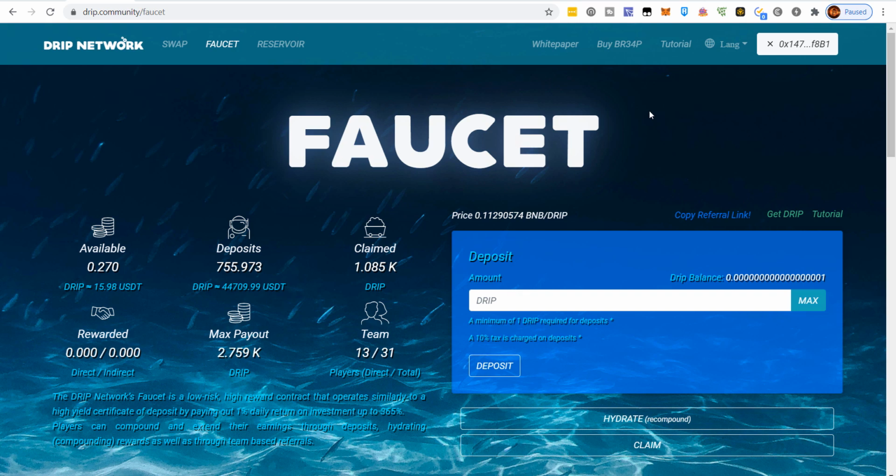Ladies and gentlemen, this is by far one of the most lucrative daily passive income tokens, cryptos that I've seen at this point. Now, with this project, I'm going to talk about how long I think it can last, how sustainable it is, where it's going to go long term. This is incredible. We're talking about the Drip token here on the Drip network. This is a Binance Smart Chain token.